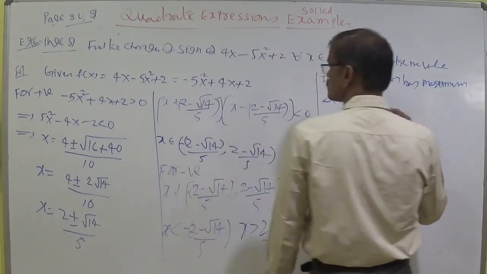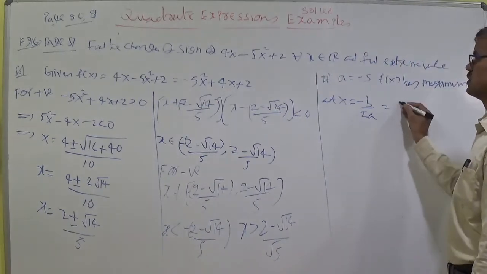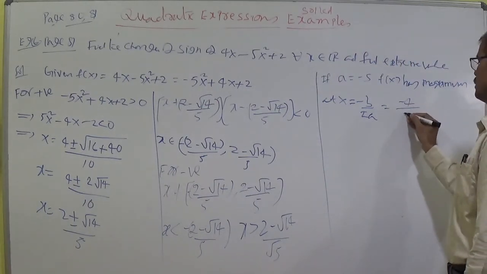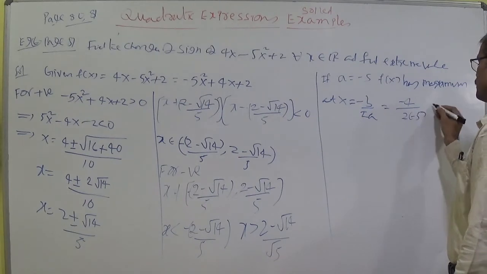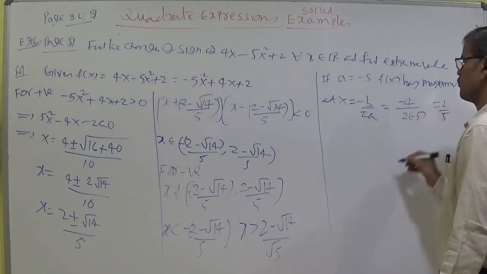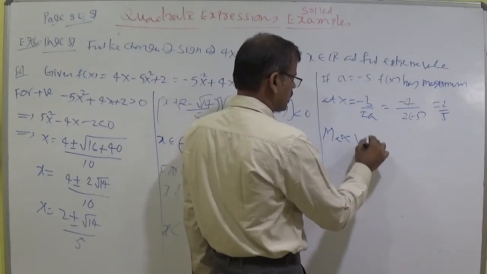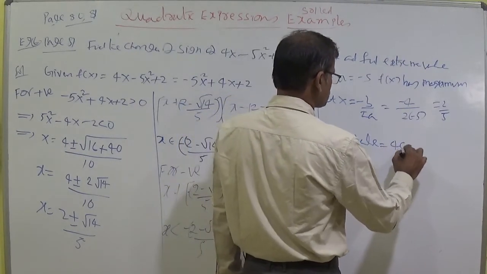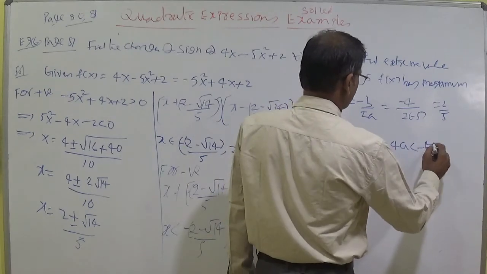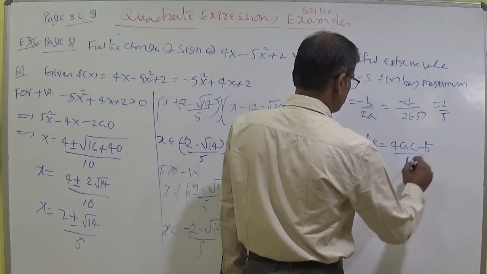Substitute here, it becomes minus b by 2a, means minus 4 by 2 into minus 5. You can write it as 2 by 5. Now find the maximum value of the given function using the formula 4ac minus b square by 4a.